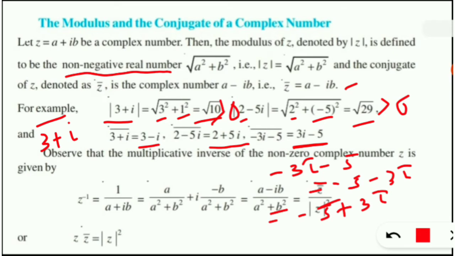Suppose here 3 minus 3i, then the conjugate of this, 3 minus 3i bar, equals 3 minus of minus 3i, that means plus 3i. Clear? Okay.